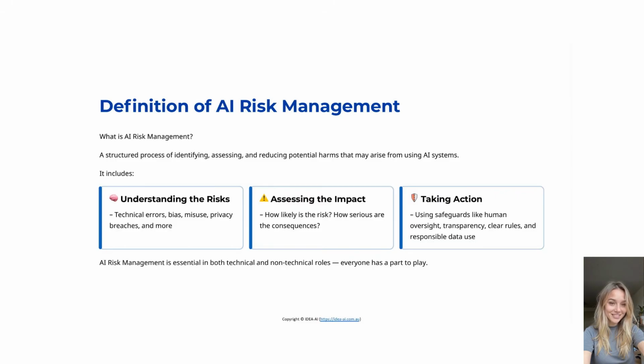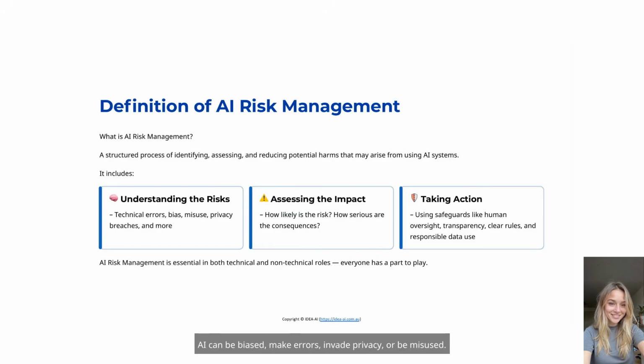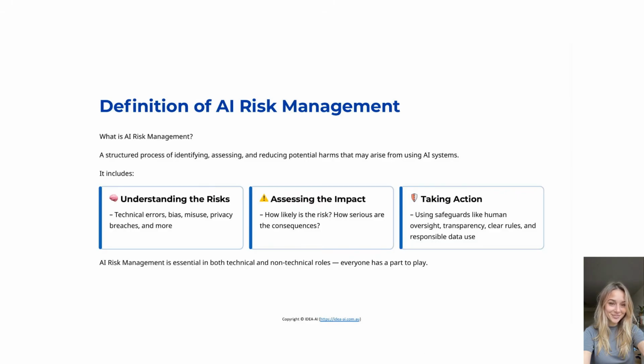1. Understand the risks. AI can be biased, make errors, invade privacy, or be misused. Identifying these risks early helps us stay ahead. 2. Assess the impact. Ask questions like, how likely is the risk? Who would be affected? What could go wrong? The goal is to prioritize what needs urgent attention.